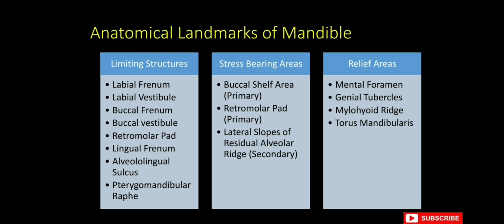The primary stress bearing areas are buccal shelf area and retromolar pad area. The secondary stress bearing areas are lateral slopes of residual alveolar ridge. The relief areas are mental foramen, genial tubercle, mylohyoid ridge and torus mandibularis.